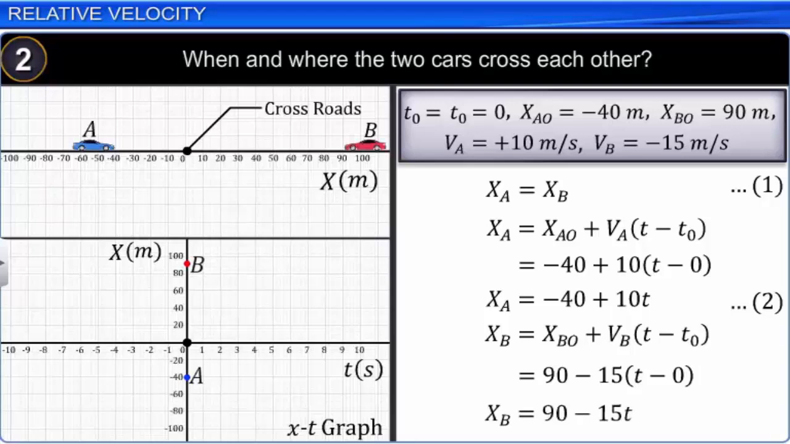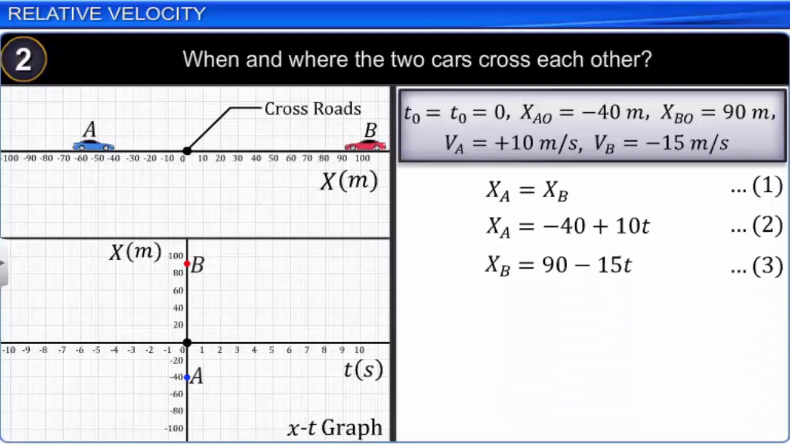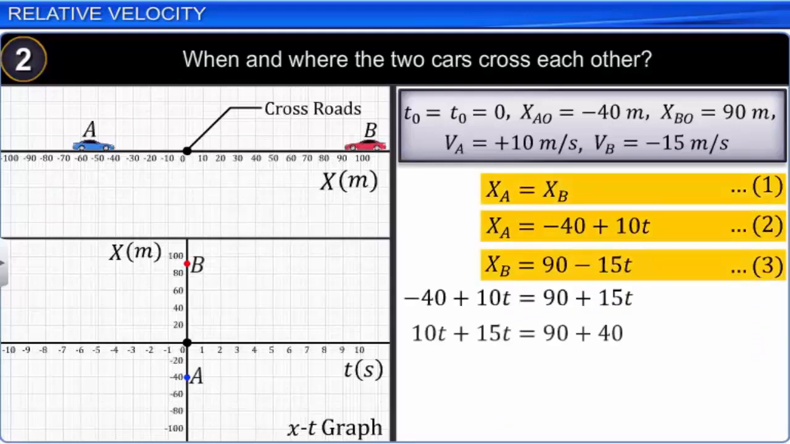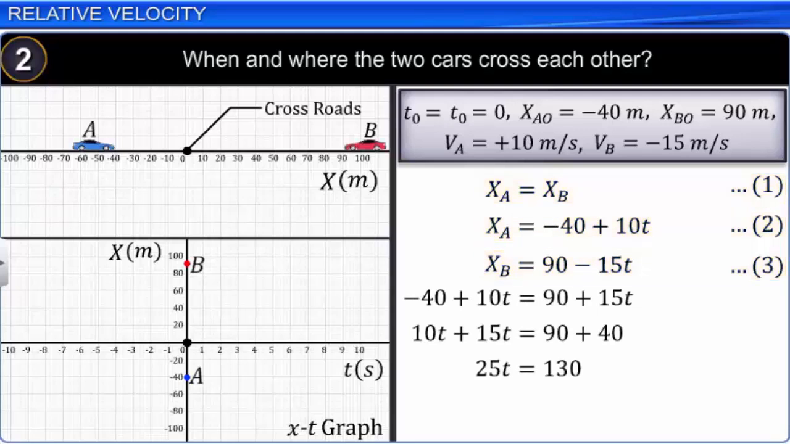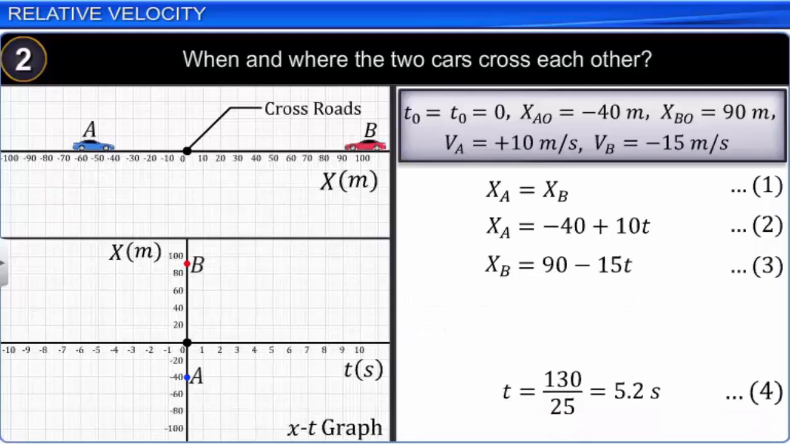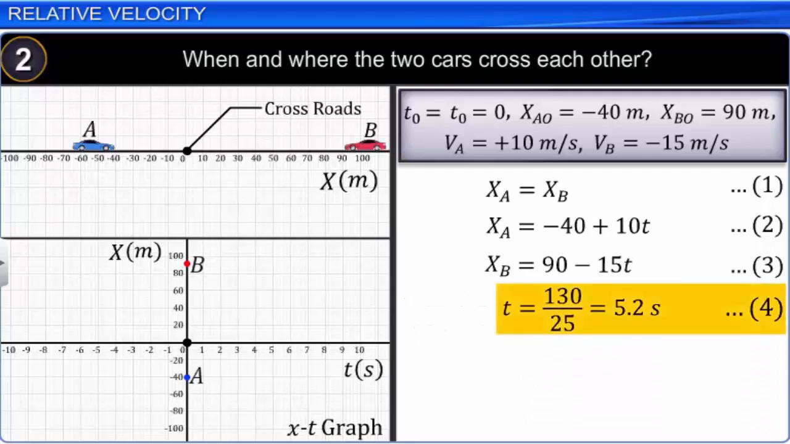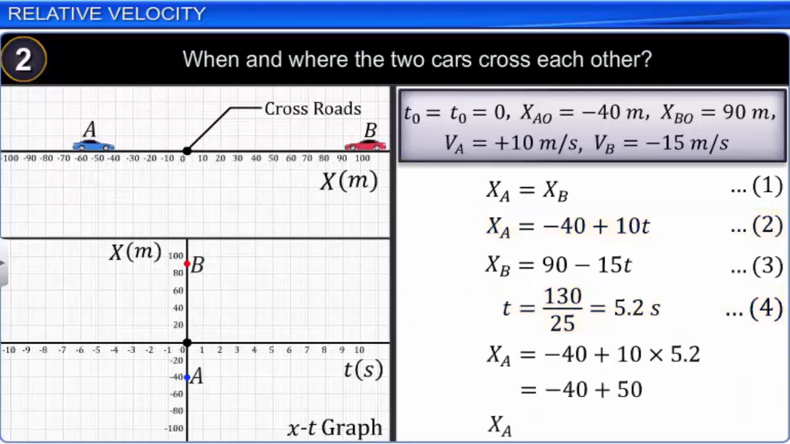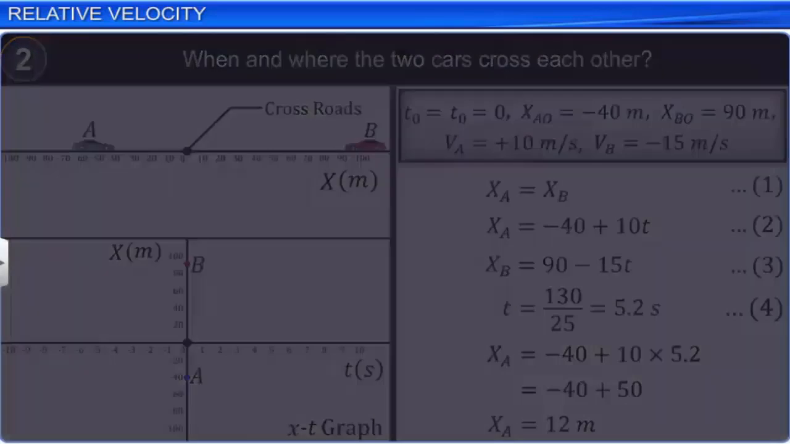Substituting equations 2 and 3 in 1, we get T equals to 5.2 seconds, which is equation 4. Substituting equation 4 in 2, we get XA equal to 12 meter. Therefore, the two cars cross each other at 5.2 seconds when the position coordinate is 12 meters.